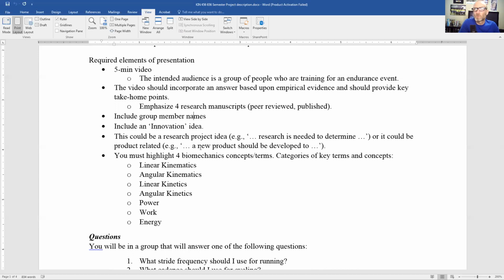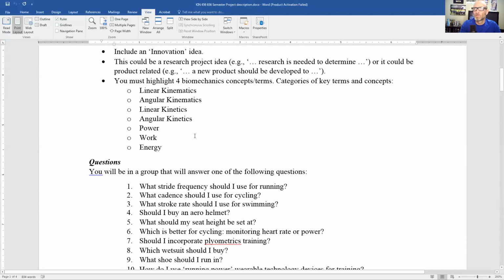You must highlight 4 biomechanic concepts or terms, and the categories of the terms are listed here. And this is the main part of fundamental biomechanics. So kinematics, kinetics, work, power, energy, okay? And you're ultimately going to find or identify 4 key terms or concepts, and then highlight those terms and concepts as they apply to the question that you're addressing. Okay, all right, and we'll talk about this as we go through the semester as well.